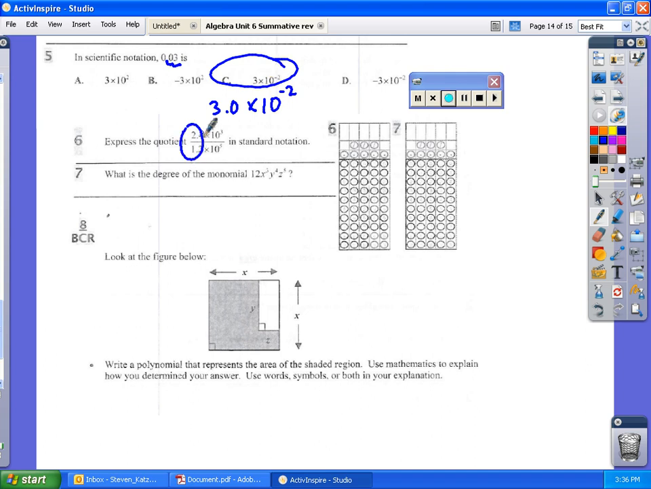So first you divide, so you get 2 times 10, and 10 to the third divided by 10 to the 5th is 10 to the -2nd. So this answer would be 0.02.